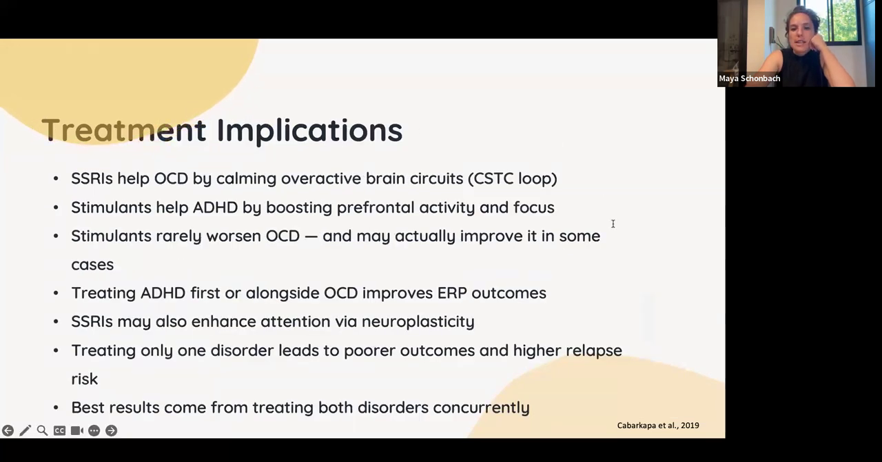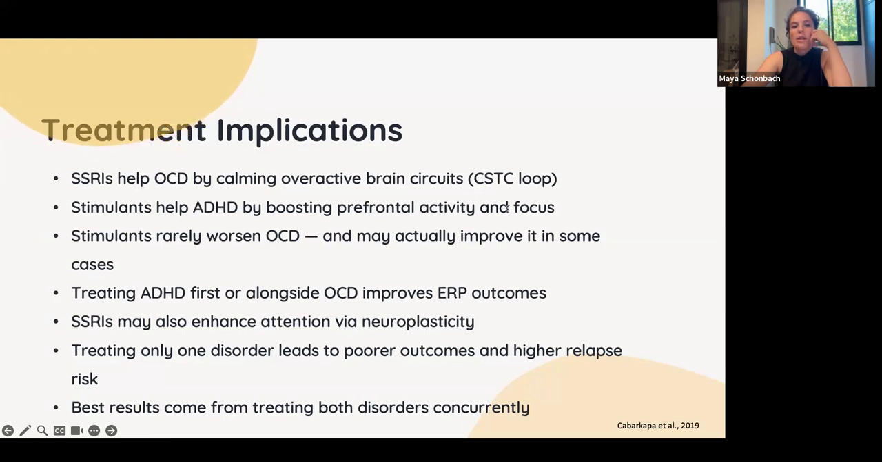So in terms of OCD and ADHD treatment, because the brain is so different, it kind of feels like you're getting pulled in two different directions, but it's important to treat them together. The medications are different, but they actually complement each other. The SSRIs, like we said, are the standard treatment for OCD. They help by calming down the brain's overactive network that drives obsessions and compulsions. And then ADHD we treat with stimulants, which boost and increase the prefrontal cortex activity that was hypoactive, to improve attention and impulse control.